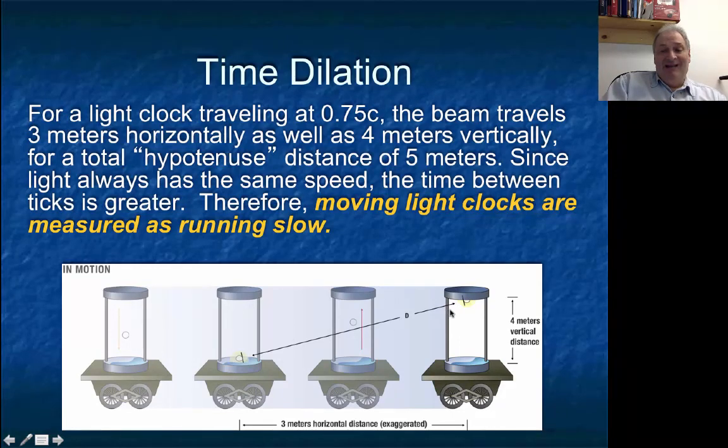But it's going at the speed of light, which is constant. And since it has to travel 5 meters when it's moving sideways, instead of the 4 meters it travels if it's stationary, then that clock has to run slow. Moving light clocks are measured to be running slow, and it's not just light clocks, it's every kind of clock that does this. So that's the origin of time dilation, which I think is probably the easiest of the relativistic effects to understand.